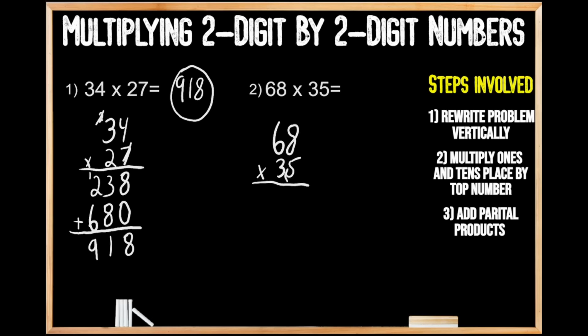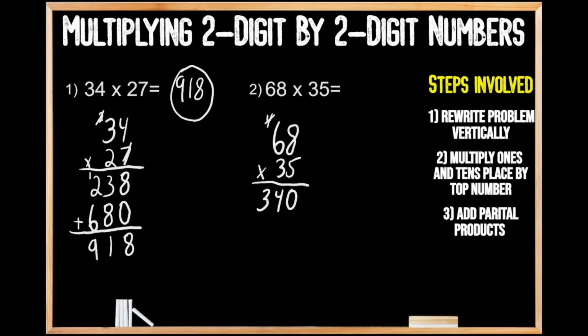Once again, we're going to start out with our ones place. So we're going to multiply 5 times 68. Now we know that 5 times 8 gives us 40. So we're going to write the 0 down below and we're going to carry the remaining 4. And then 5 times 6 gives us 30, plus the additional 4 gives us 34. So when we multiply 5 times 68, we get 340.